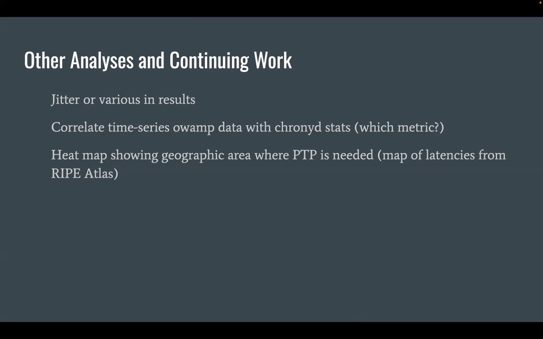I'd also like to generate a geographic map that's also a heat map of where PTP is needed. I've started collecting some data on this. I used the RIPE Atlas to send a lot of ICMP traffic towards our network and collected those latencies. So I'd like to build a map of concentric circles and say, if I can get NTP to be within plus or minus 5 milliseconds, then within this circle, anything we see, we can't use NTP as the synchronization technology because the results are not going to be good enough.